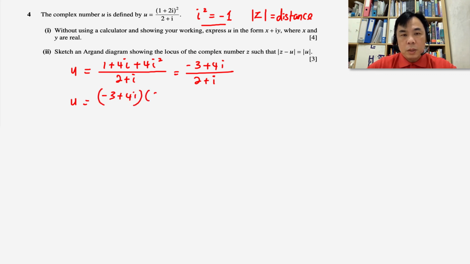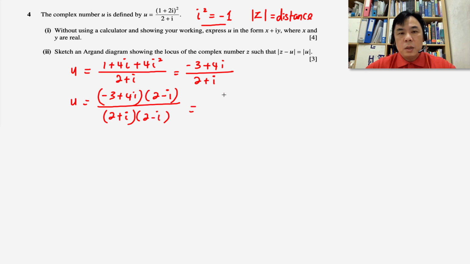That will look something like this. And then the denominator will be 2 plus i, 2 minus i here. And then that will give us this, -4i squared. So that would actually give us a 4. Right? It's a -4i squared, so that is a 4 itself. And then the denominator shouldn't be a problem.